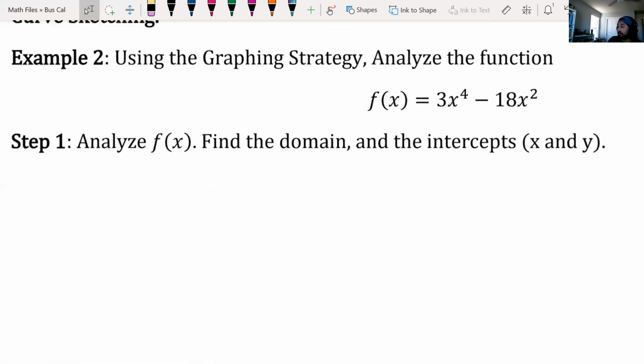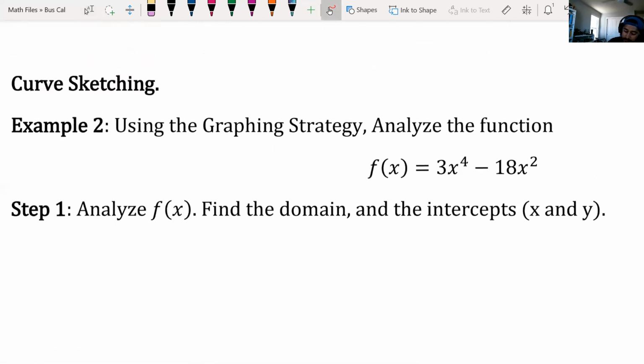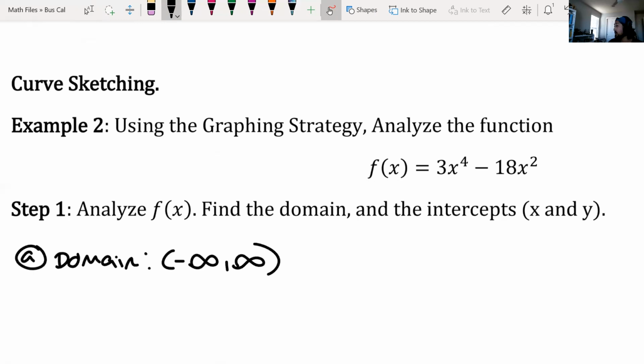Step 1. Given the function 3x to the 4th minus 18x squared, let's go ahead and find the domain. Lucky for you guys, since you're in business calculus, the easy calculus, you will only be given polynomial functions. And what is the domain of all polynomial functions? All real numbers. So the domain of this function is negative infinity to infinity. No matter what, you're going to get a polynomial. You're not going to get anything else other than that. My regular Cal 1 will suffer.